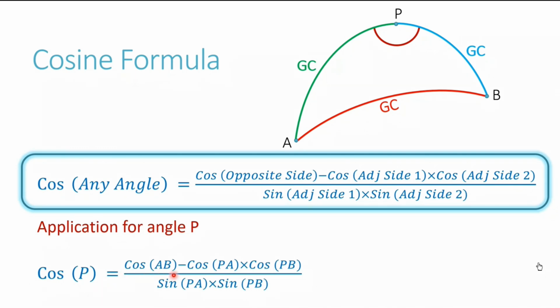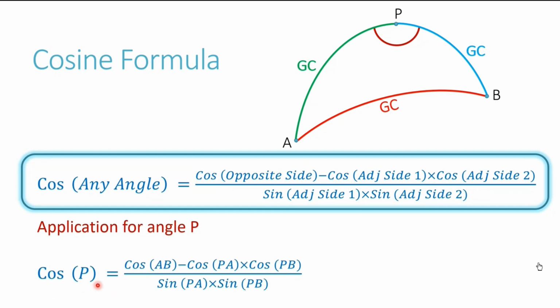of AB. You can see AB is the opposite side to this angle P, minus cos of PA. You can see PA is the first adjacent side, multiplied by cos of PB. You can see PB, Papa Bravo, is the second adjacent side to this particular angle, whole divided by sine of PA, that is adjacent side 1, multiplied by sine of PB, that is adjacent side 2.